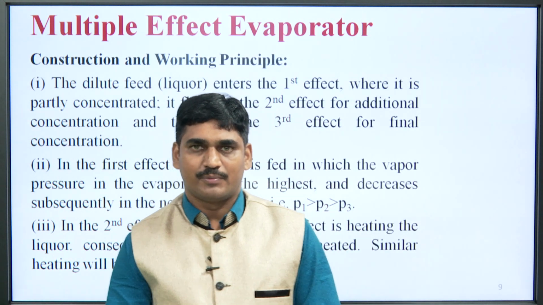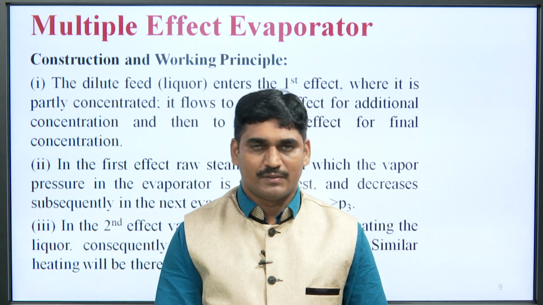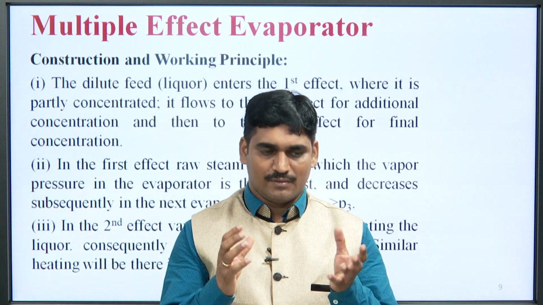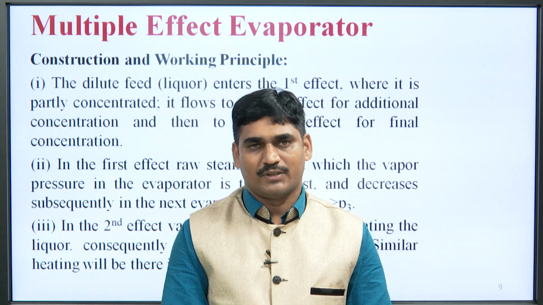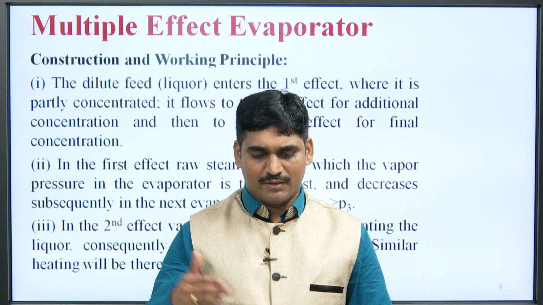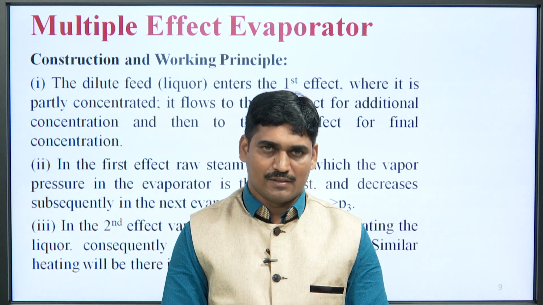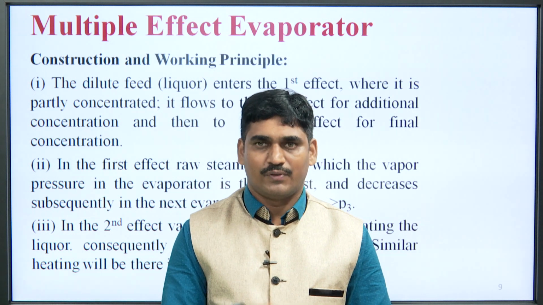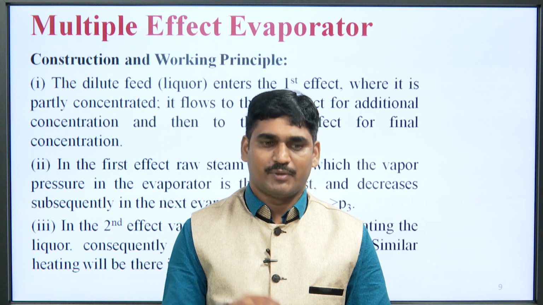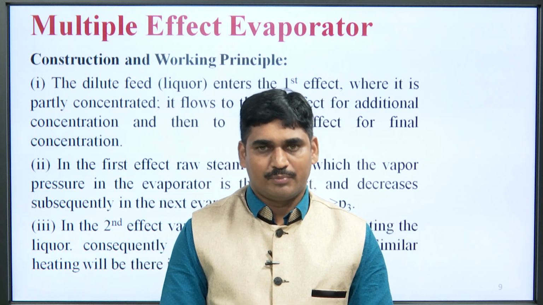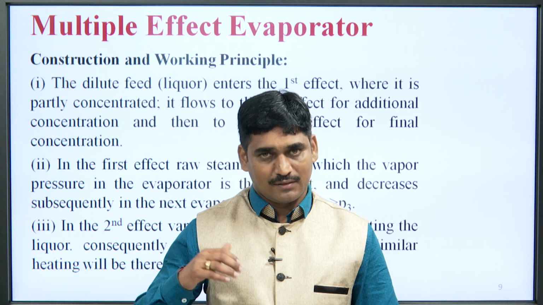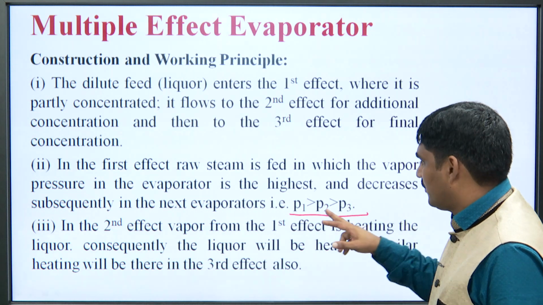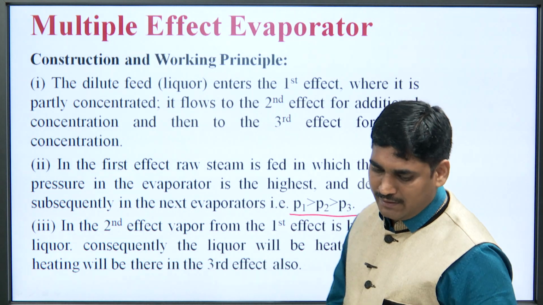Now, construction and working principle. As I have explained in the previous slide, the dilute feed or liquor enters the first effect where it is partly concentrated, then it flows to the second effect for additional concentration, and finally to the third effect for final concentration. In a similar way, in the first effect raw steam is fed in which the vapor pressure in the evaporator is highest and decreases subsequently in the next evaporators, that is P1 is greater than P2 greater than P3.